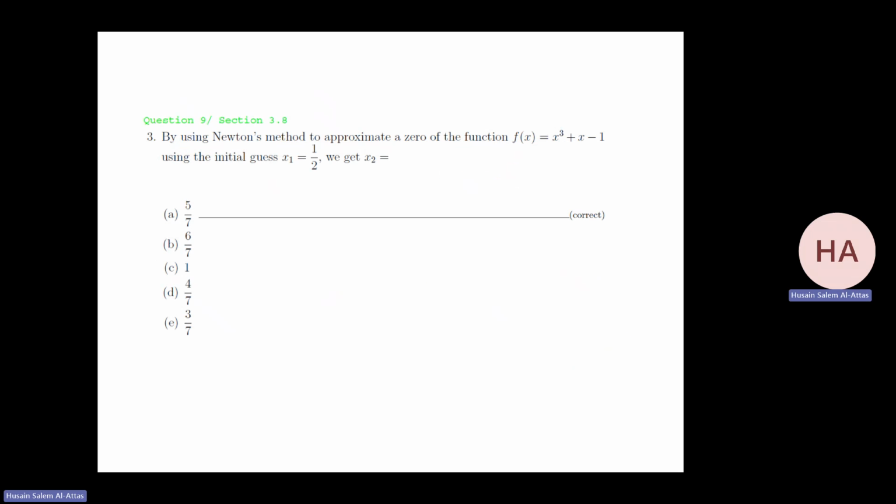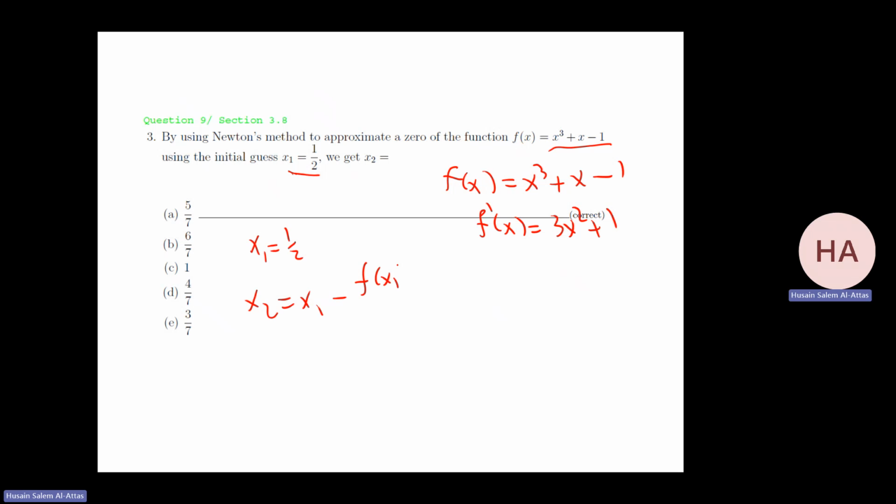By using Newton's method to approximate the zeros of this function, he started with x1 equal half. So f of x is x cubed plus x minus 1. F prime will be 3x squared plus 1. I'm starting with x1 equal half. x2 will be what? x1 minus f of x1 over f prime of x1.